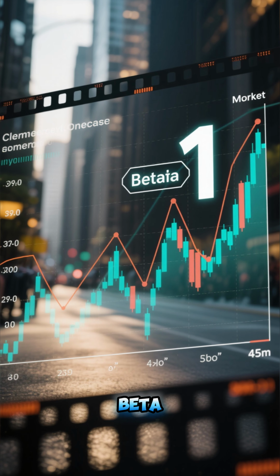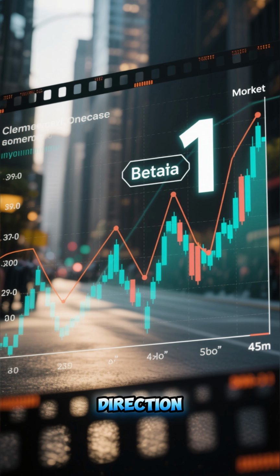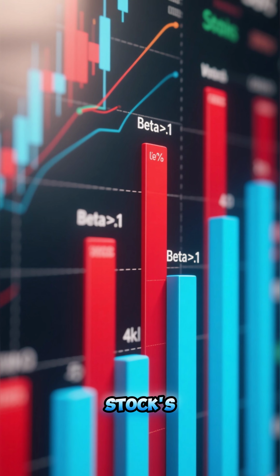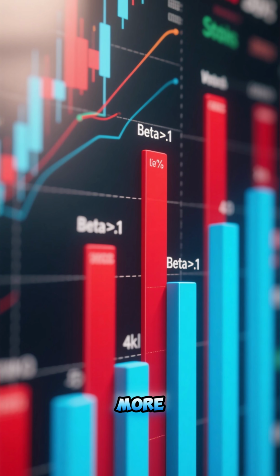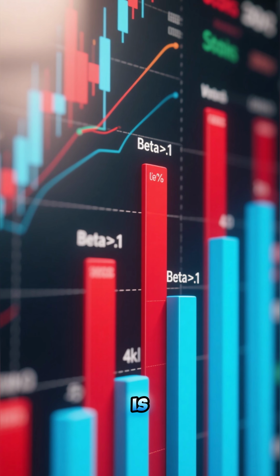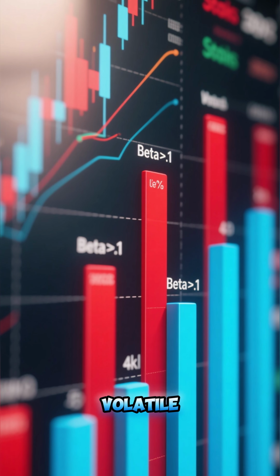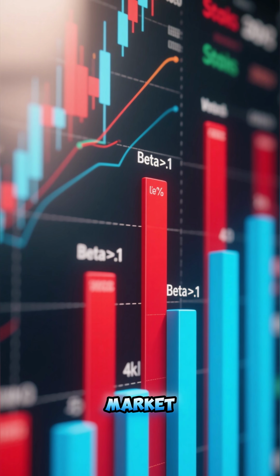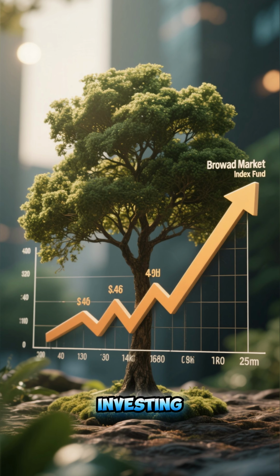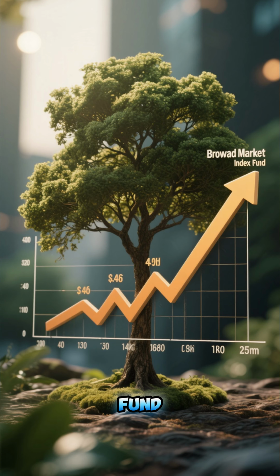If a stock's beta is 1, it moves in the same direction and at the same rate as the overall market. If a stock's beta is greater than 1, it is more volatile than the overall market. And if a stock's beta is less than 1, it is less volatile than the overall market. The market return is the return that an investor could have earned by investing in a broad market index fund.